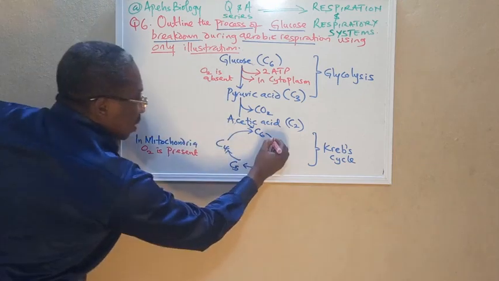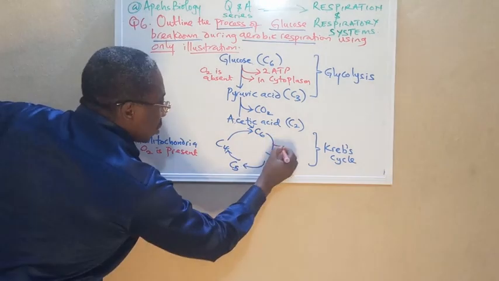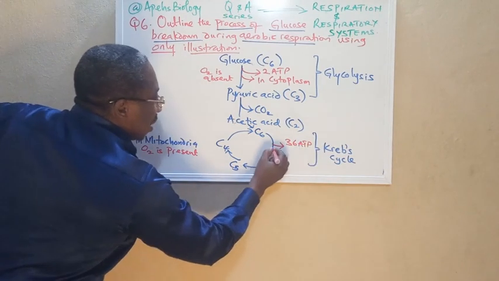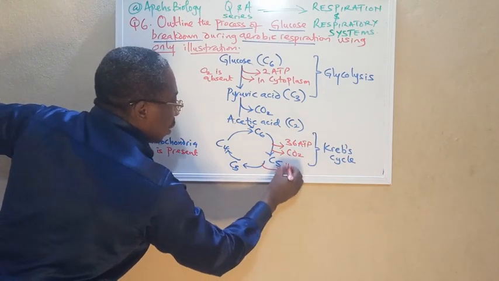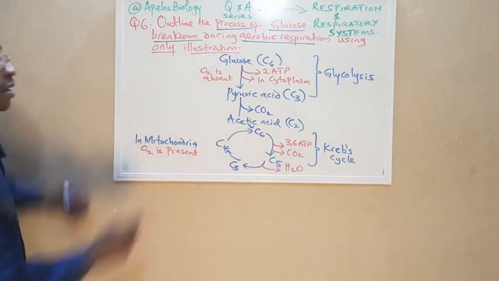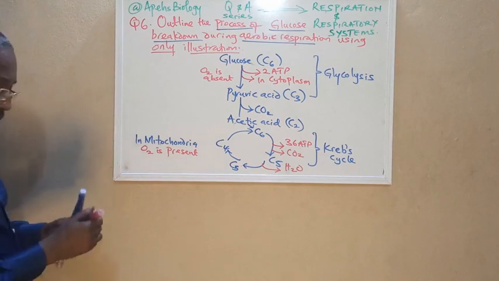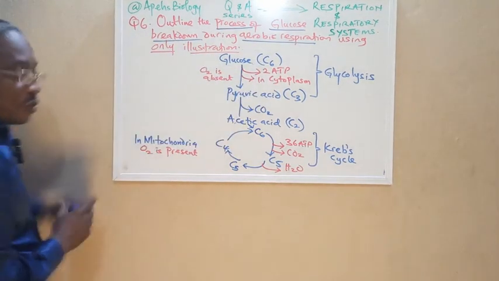But during this process, interestingly, this cycle generates a total of 36 ATP, and then it produces CO2, and it produces H2O. This is the serious process of what is called aerobic respiration whenever glucose is being broken down.